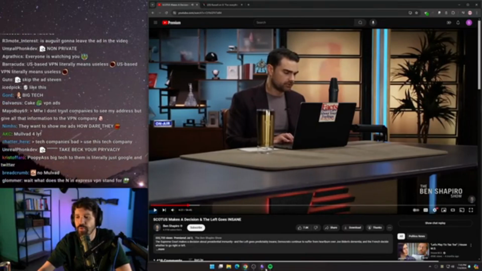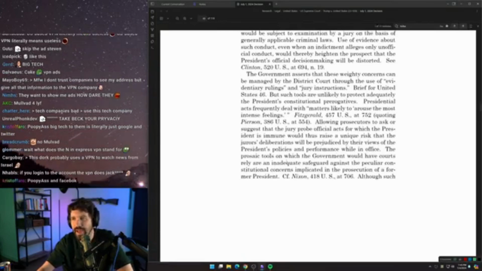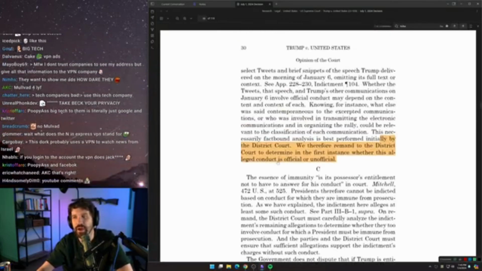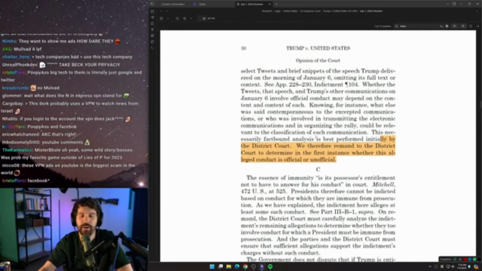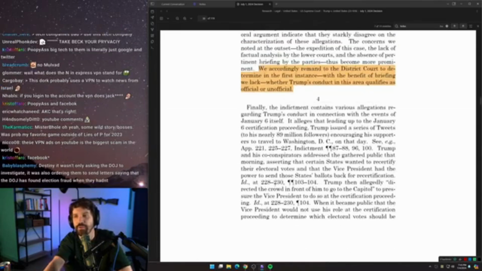I don't know where this agreement comes from. Did I miss this? Has nobody pointed this out to me? Roberts does not explicitly say anything is an unofficial act. He suggests that there are two categories of actions that require a factual analysis, and he remands that to the lower court, saying they haven't done any.